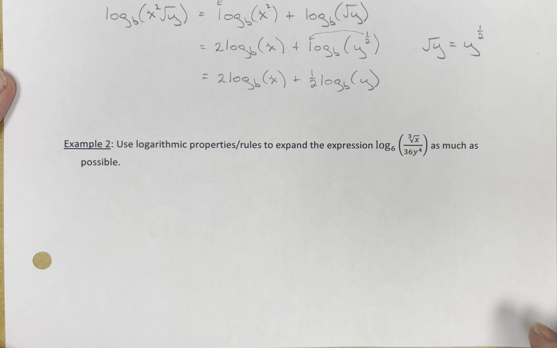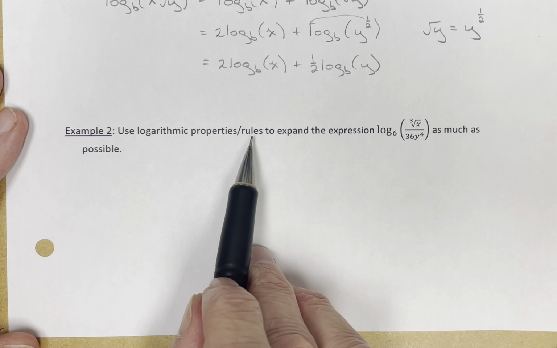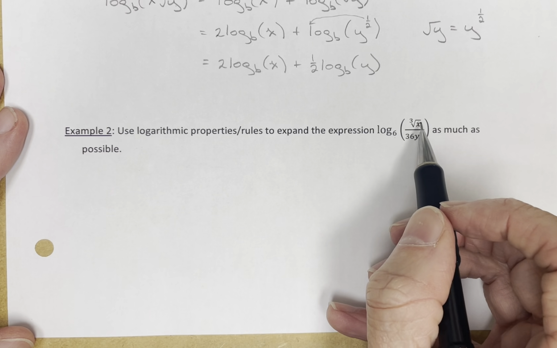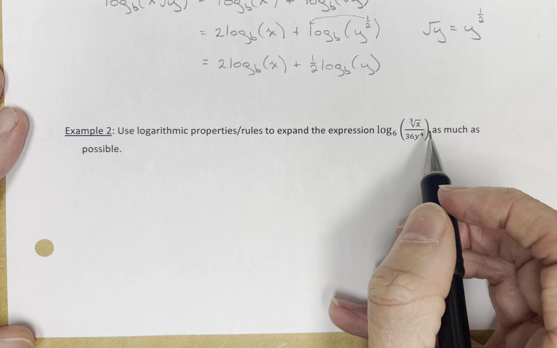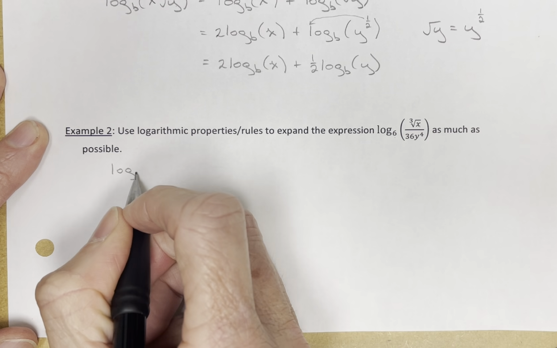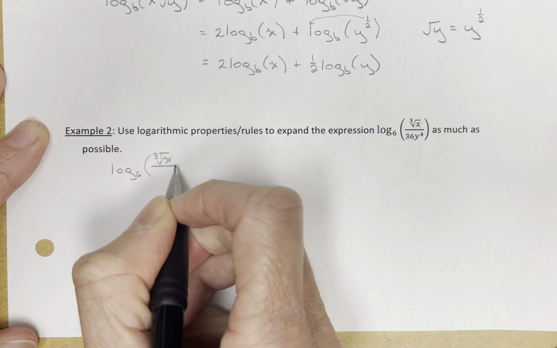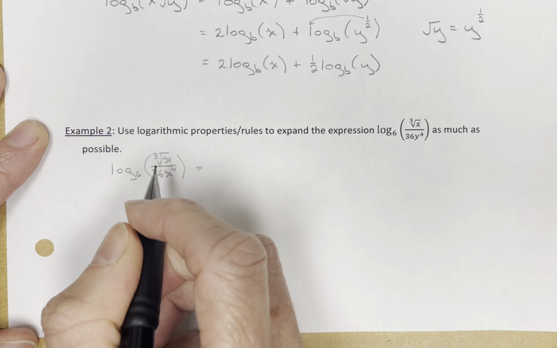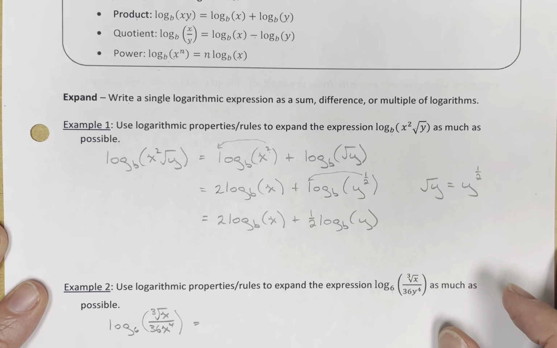Okay, example 2. Let's take a look at a second example. Use log properties or rules to expand this one. A lot going on here. Log base 6 of the cube root of x divided by 36 times y to the 4th, as much as possible. Okay, I'm going to rewrite what I have here. So log base 6 of the quotient, cube root of x divided by 36y to the fourth. Well, the primary operation is division, and so I can use my quotient property.